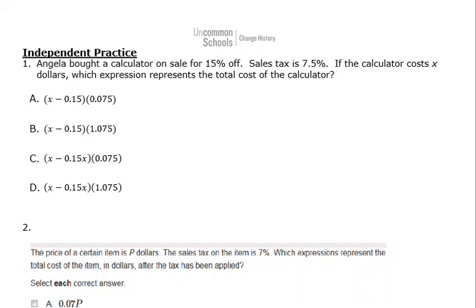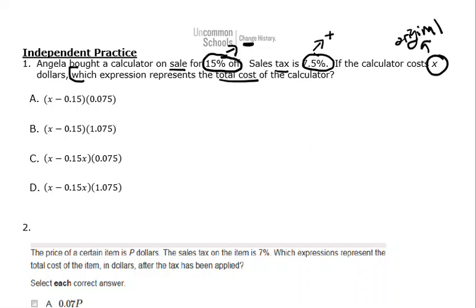Reading through again, this time ready for my annotations. Angela bought a calculator on sale for 15% off. Okay, so this is a discount. I'm going to put a negative sign here because this is a discount. The sales tax is 7.5%. All right, so this is an increase of 7.5%. If the calculator costs X dollars, this represents the original. Which expression represents the total cost of the calculator?